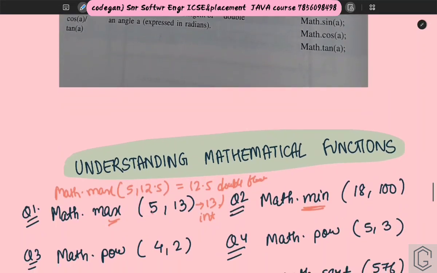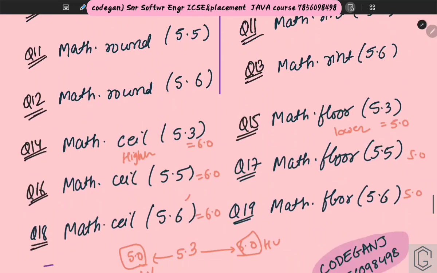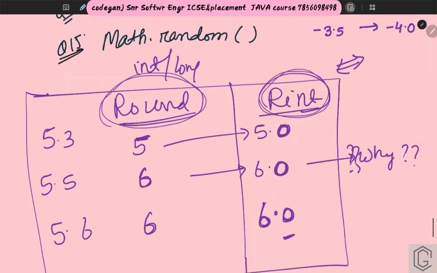And then there is something called Math.random. What it does is give you any value between 0 and 1. So it can give you 0.1, 0.35, 0.386, 0.721, anything. This is how you are going to understand these things.